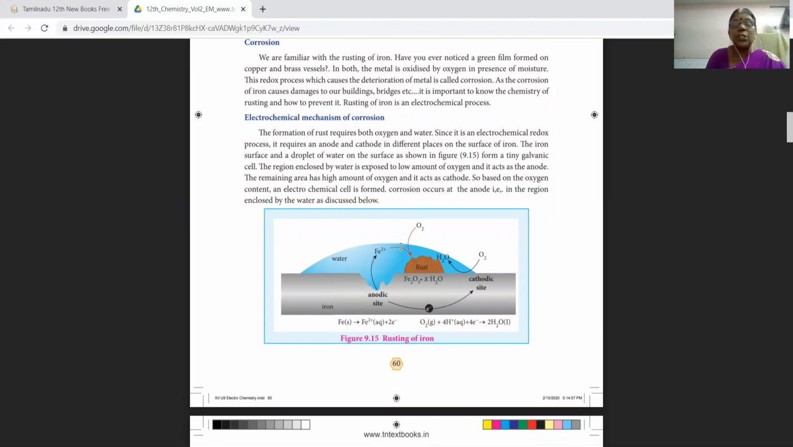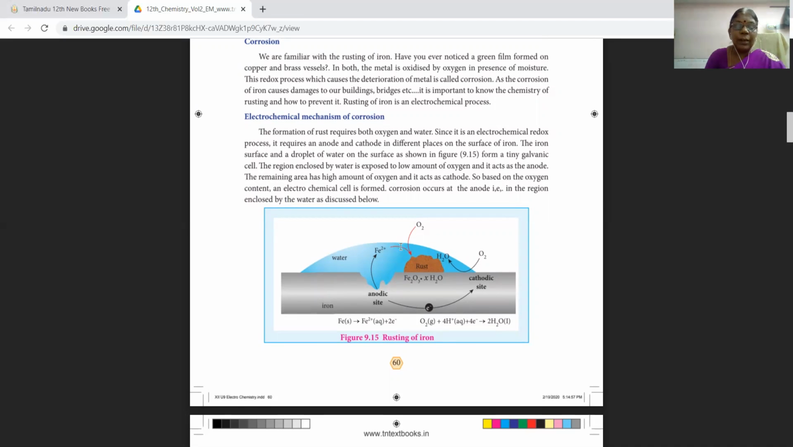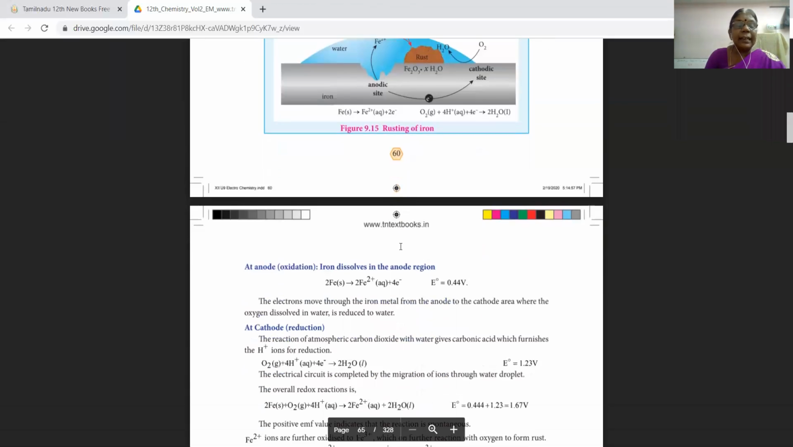Here in this picture, it is shown, it forms a tiny galvanic cell. The region enclosed by water is exposed to a low amount of oxygen, which acts as an anode. The remaining area has a high amount of oxygen and it acts as a cathode. So based on the oxygen content, an electrochemical cell is formed. Corrosion occurs at the anode, in the region enclosed by the water.